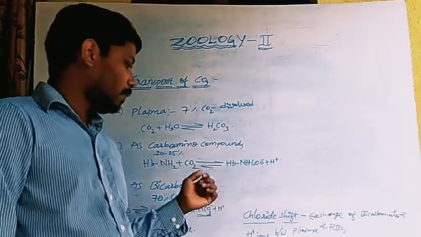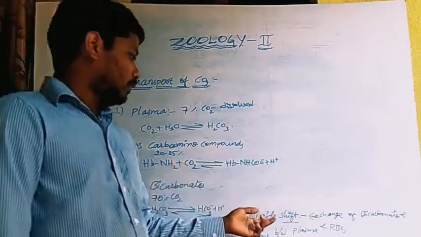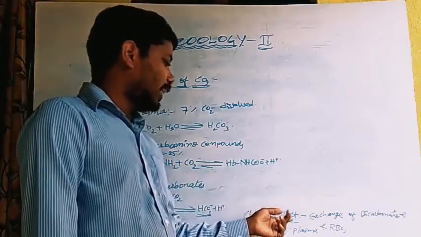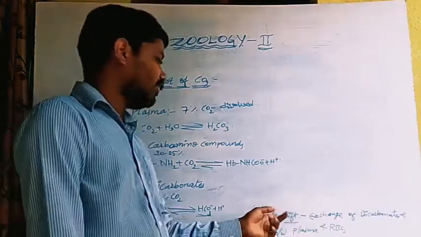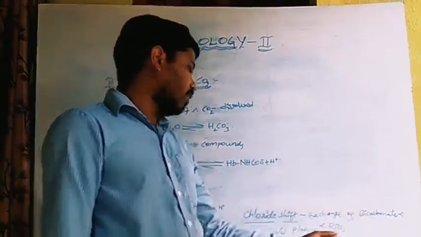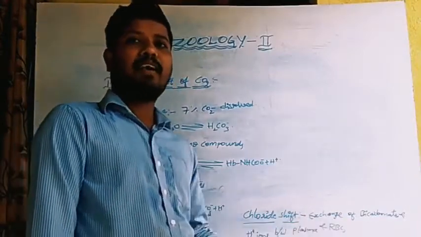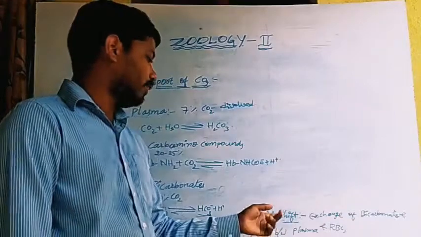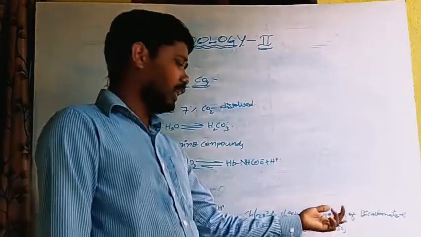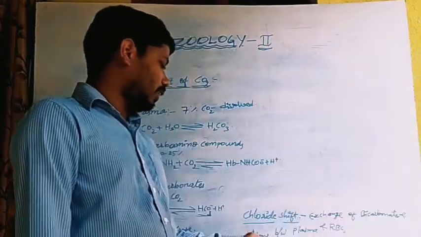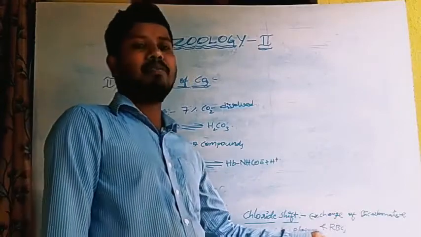So here, chloride shift. Chloride shift means the exchange of bicarbonates and chloride ions between the plasma and RBCs is called chloride shift.